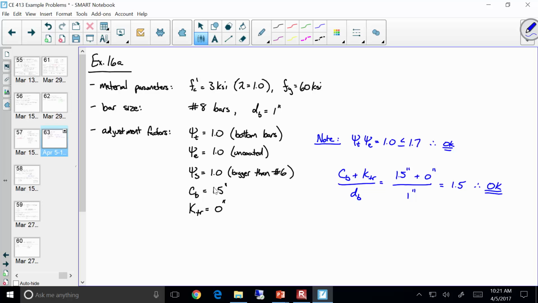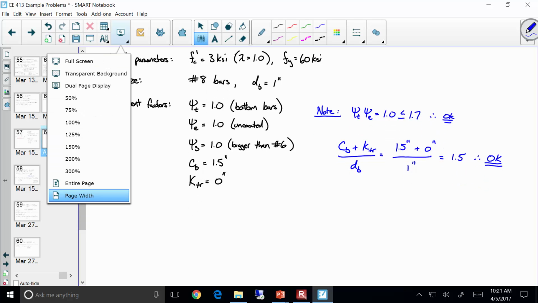It needs to be less than 2.5. If it's greater than 2.5, we just use 2.5 in our expression, just like up here. If that value is larger than 1.7, we just use the 1.7. Sound good? This is simple.